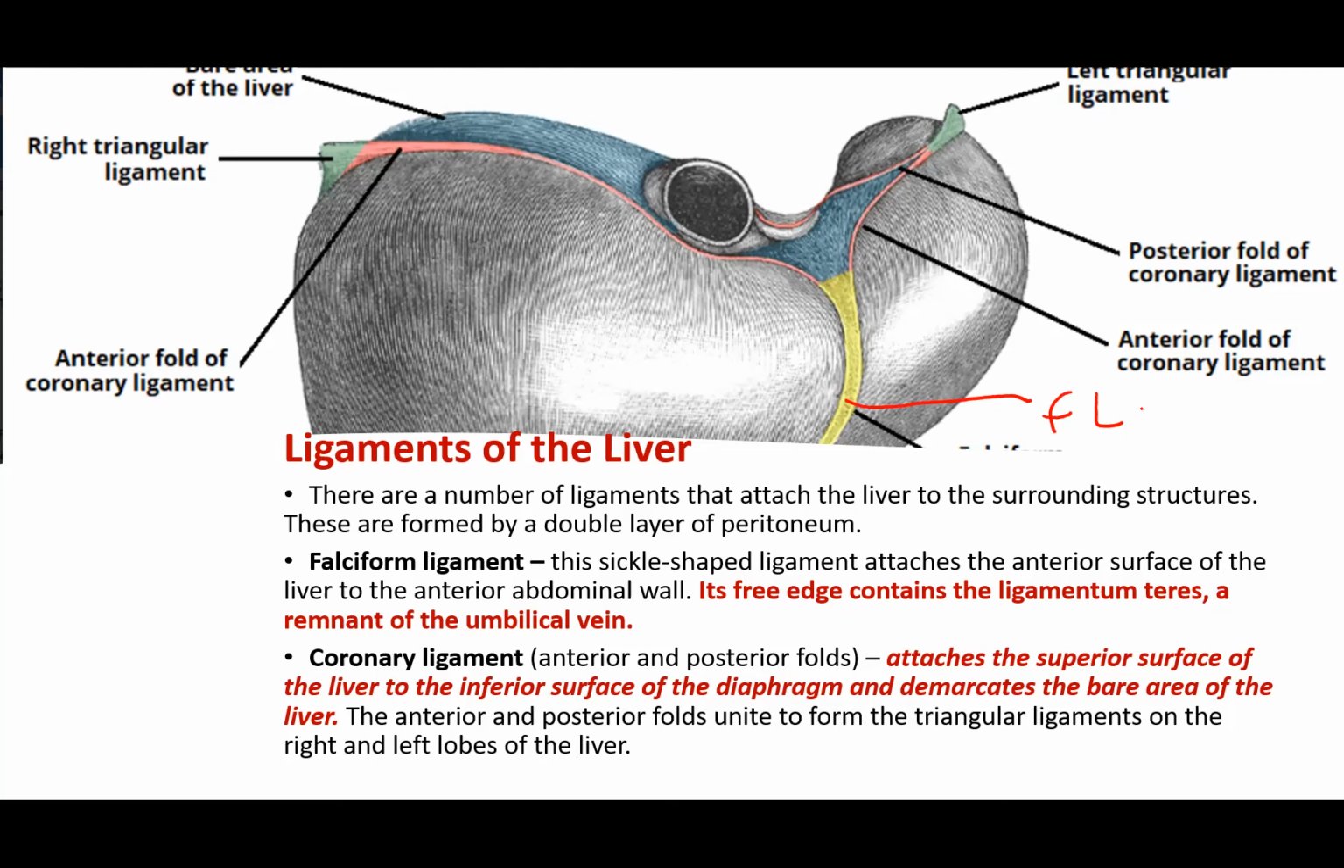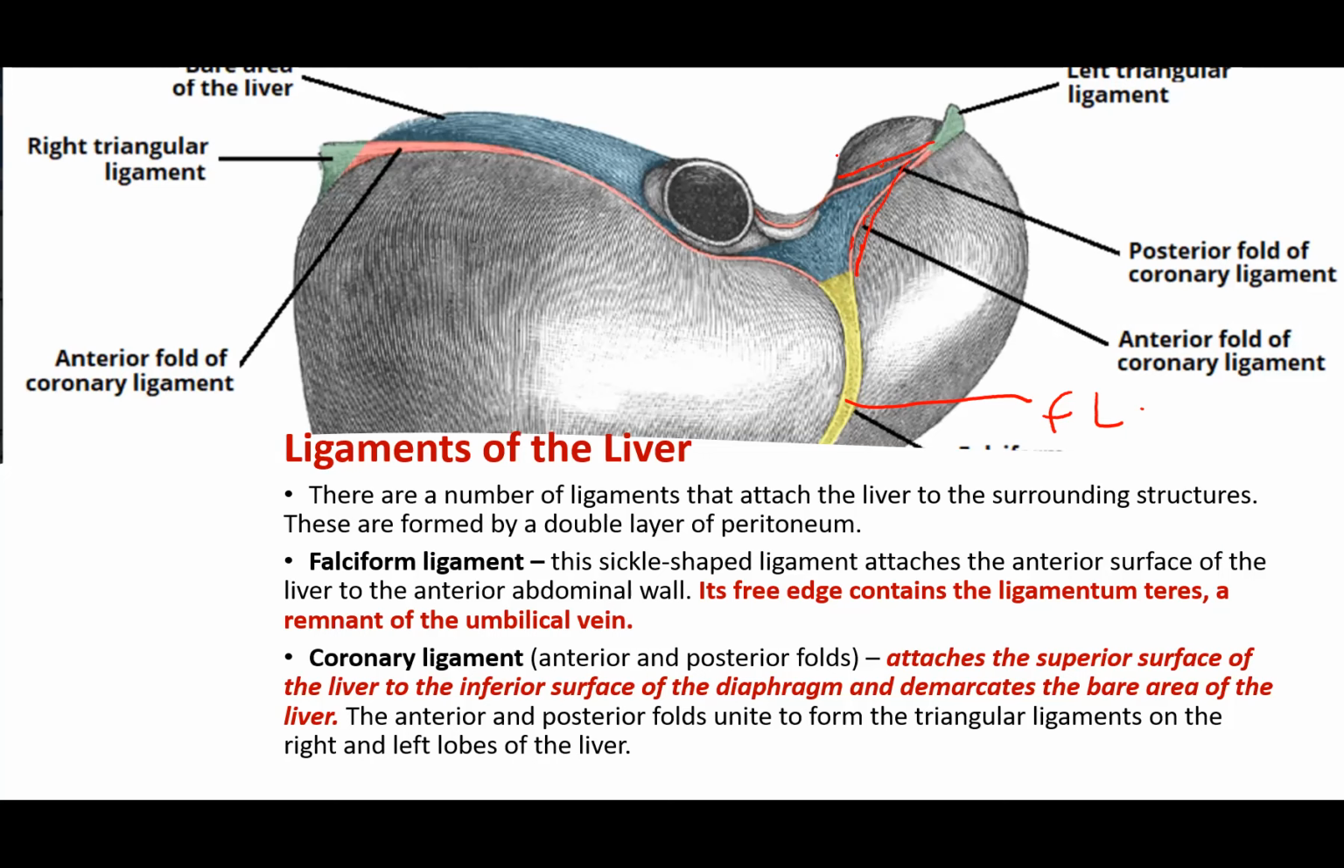Now, the coronary ligament, it has anterior and posterior folds. This pinkish area signifies the coronary ligament, and you can see it has anterior and posterior folds. It attaches the superior surface of the liver to the inferior surface of the diaphragm and demarcates the bare area of the liver.